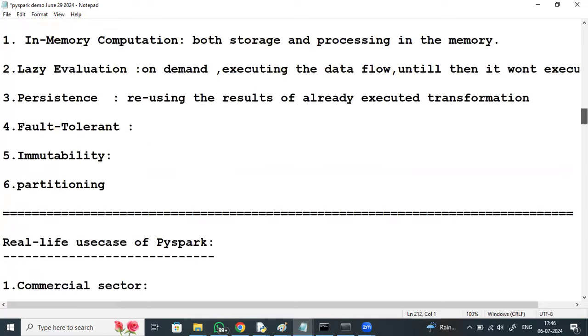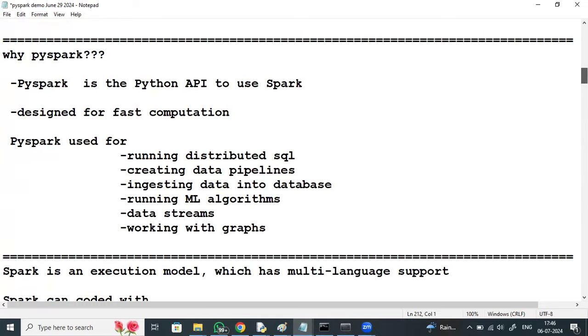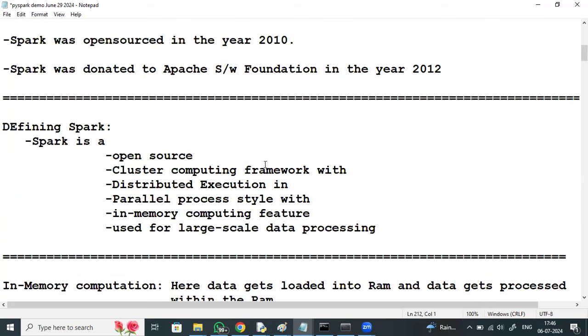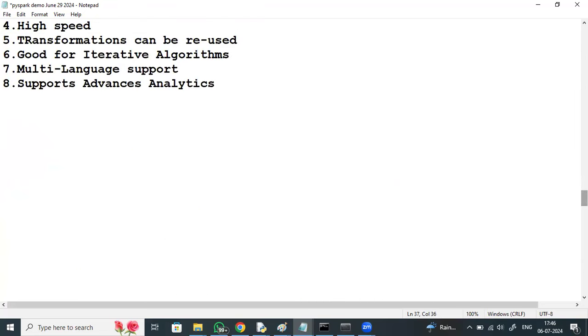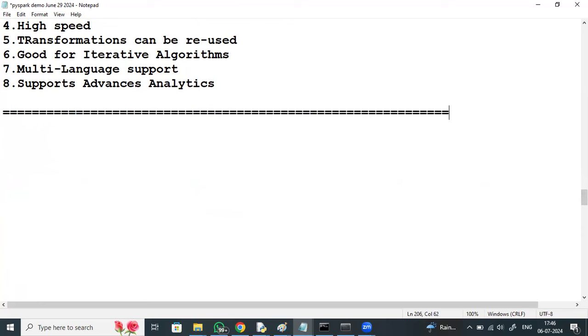How it is useful. And defining Spark: distributed execution, cluster computing framework, parallel processing, in-memory computation, used for large-scale data processing. So you need to understand clearly about the Spark data objects. My more discussion will be towards the data frames, right? Spark data frames.